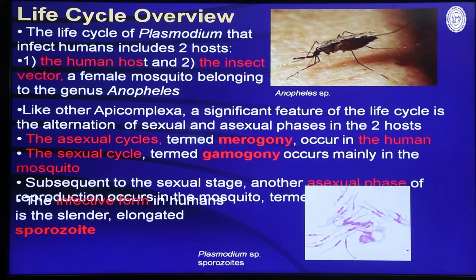Now, like the other Apicomplexans, the life cycle has 2 alternating generations. One is the sexual phase and the other one is the asexual phase. The asexual cycle, termed merogony, usually occurs in the human host, while the sexual phase of this life cycle, also termed gamogony, occurs mainly in the mosquito. They alternate between the sexual and asexual stages, and if one of the phases is cut off, then the propagation of the disease will be stopped.